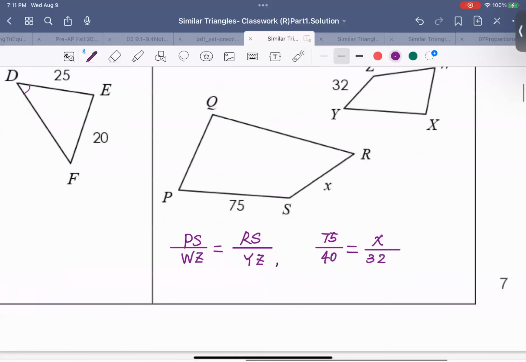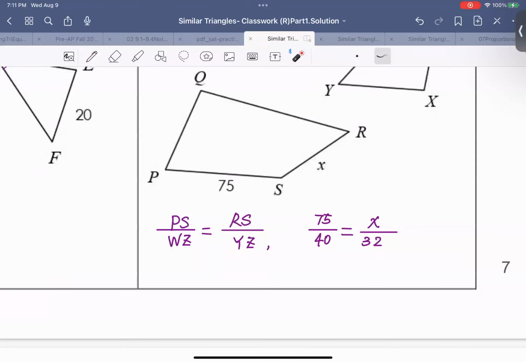Okay. And then let's see if we can simplify. You can simplify 75 and 40. Divided by who? 5. This guy 15 over 8. Very good. And then you can see, oh, this guy times what? This guy times 4. So X will be 60. X will be 60. Very good.